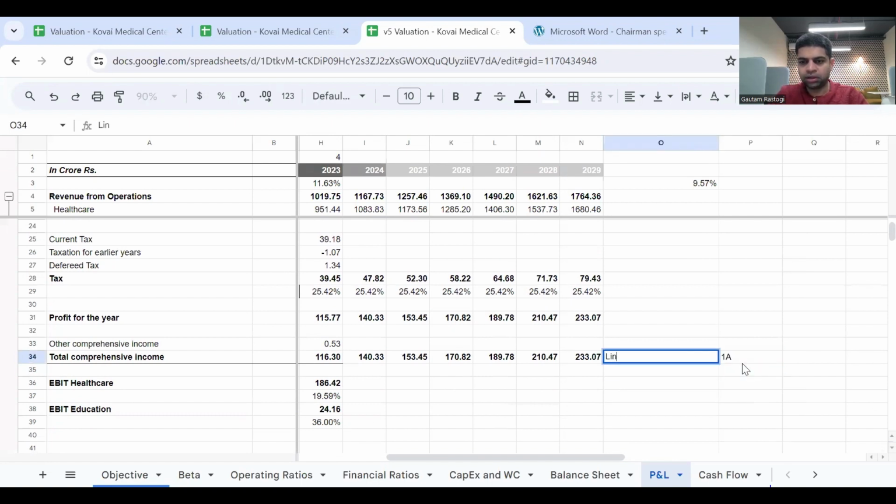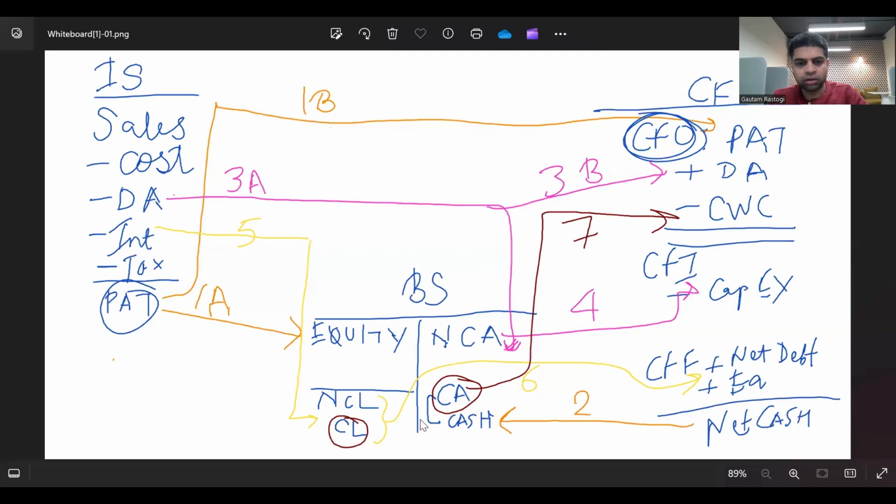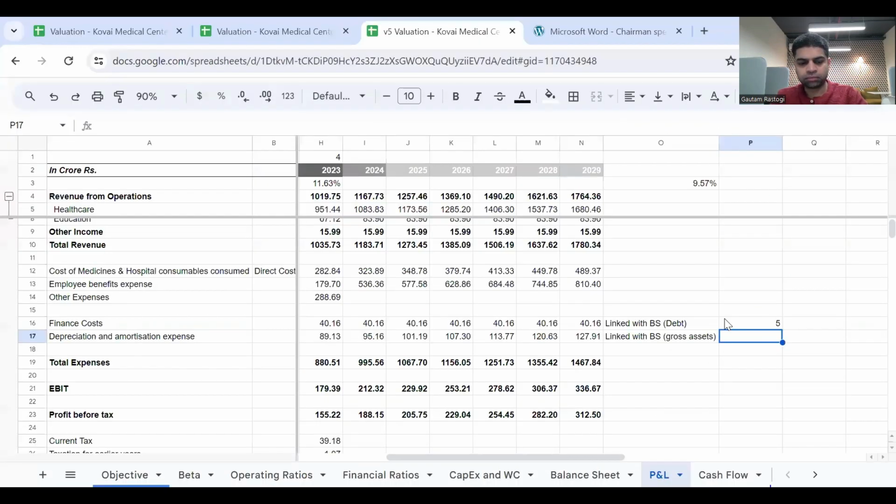And this is linked with equity, so this has been done as well. And this link, I think we've already done that, right? Let's see what the link label was. The link label was 3A. Yeah, so this has been done as well. So all these 3 links have been formed from the P&L.